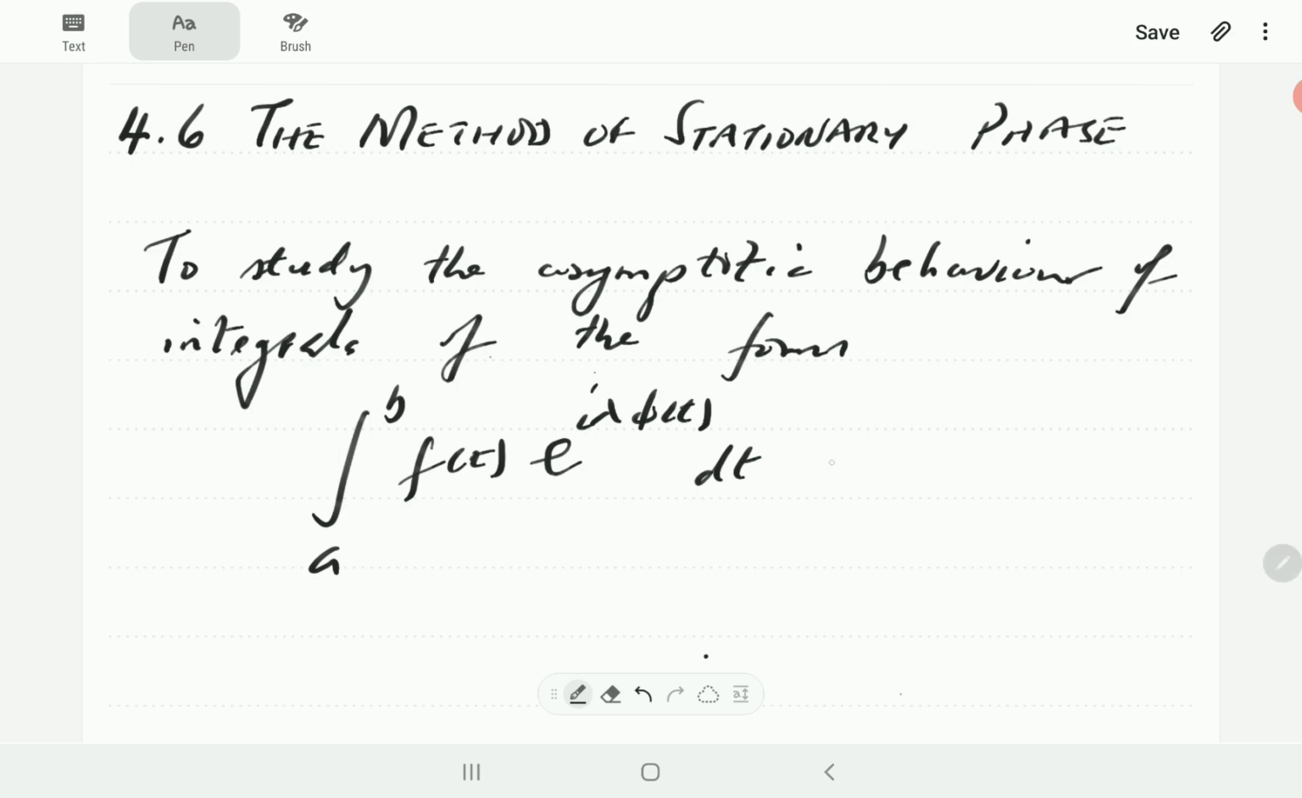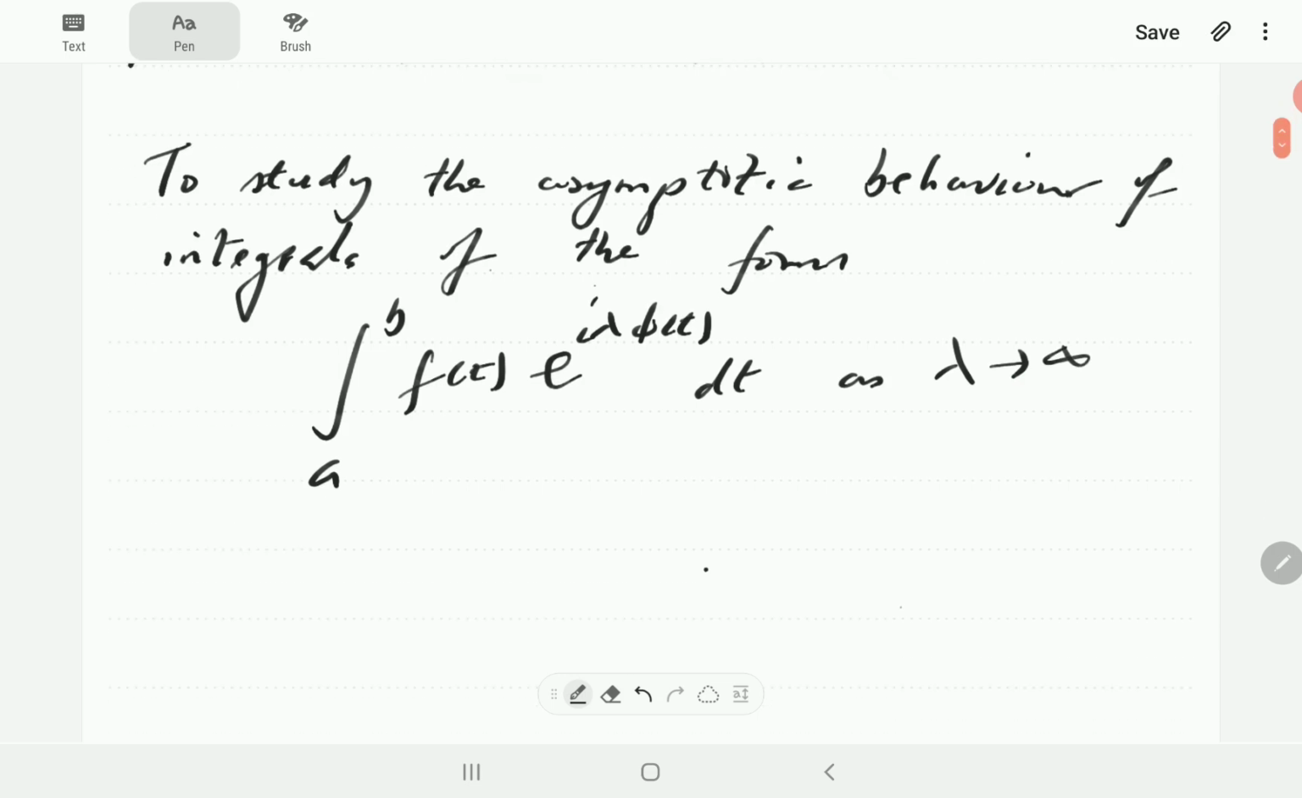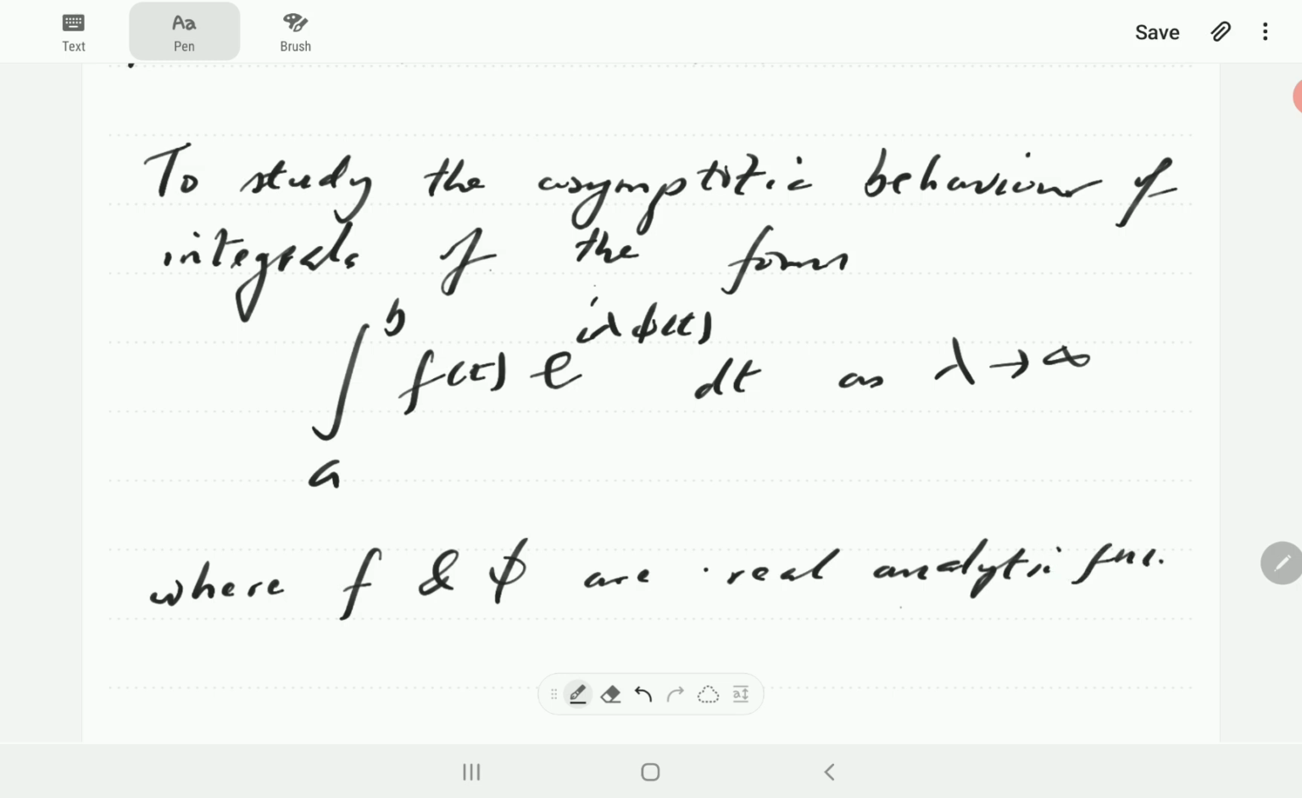So again, this is in the limit as lambda becomes bigger and bigger and bigger. So the functions f and phi and the constants a and b are all real. Okay, so where f and phi are real, well behaved functions.